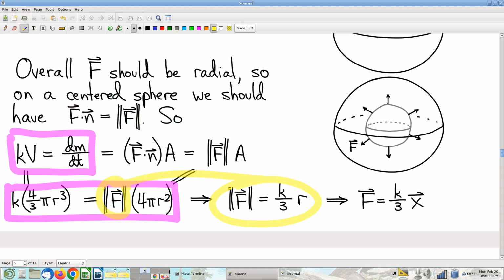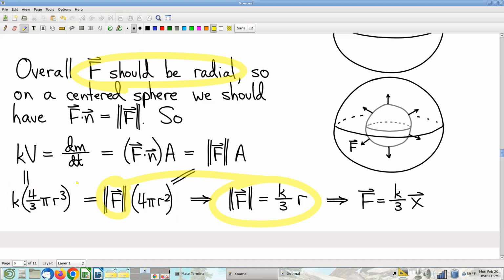I can solve for the magnitude of F. I know that F is radial. And in fact, there is only one vector field that is pointing radially outward from the origin everywhere, and whose magnitude is exactly this constant times distance. And that's this vector field right here. So there you go. We have a vector field now that represents, even though there's glowing gas everywhere and the photons are going every which way, nevertheless, this vector field computes the flow rates for us.